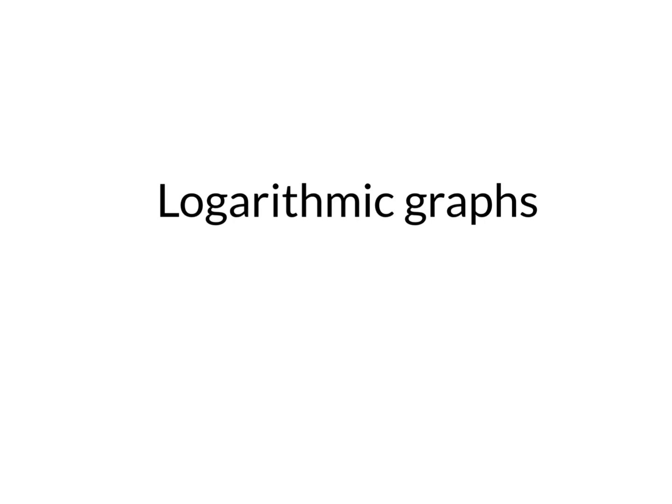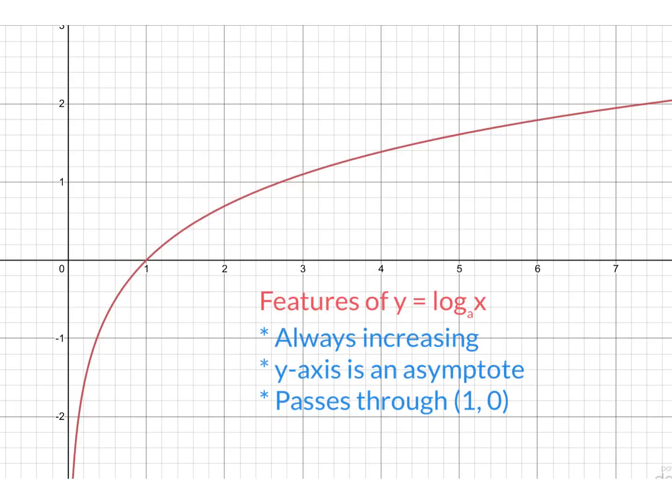Welcome to Logarithmic Graphs. Today we're looking at a new graph that we need to learn: the graph of a logarithm. It is the opposite of an exponential, so it's the inverse of an exponential. The features of a logarithmic graph are that it's always increasing, the y-axis is an asymptote, and it passes through the point (1, 0).